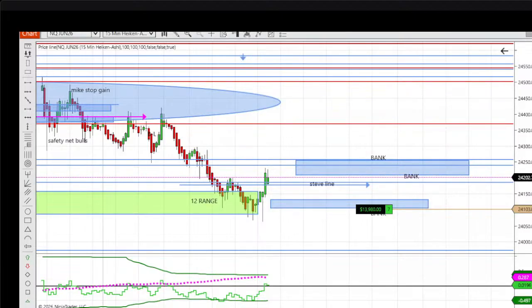Right now we got to get long at 12. That is the target. $12 to 32, 33 up there.